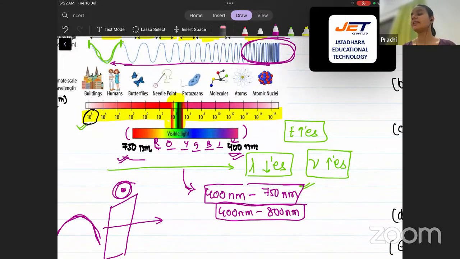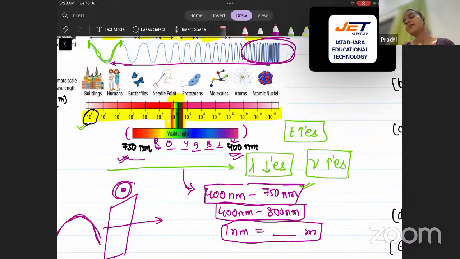Yes, you have to quickly tell me in the chat, how are meter and nanometer related to each other? So 1 nanometer is equal to how many meters? Yes. This we have learned in some basic concepts of chemistry, and also in the last class I explained the angstrom, right? That is the unit that we'll be using for the shorter wavelengths. So yes, 1 nanometer is equal to 10 raised to the power minus 9 meter.